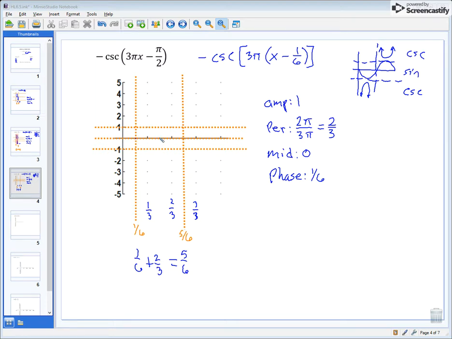So I'm going to lightly put in my negative sine function, which would look like this, right? I'm going to put in my asymptotes. So that would be this one right here. So there's my asymptote, which means now that I can draw in my cosecant function. Which looks like this.